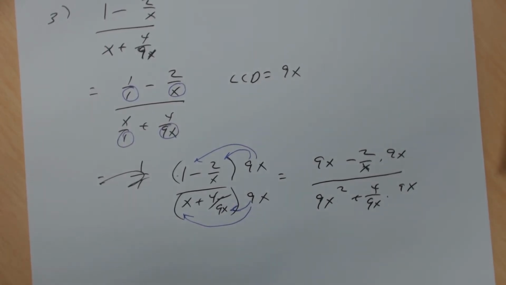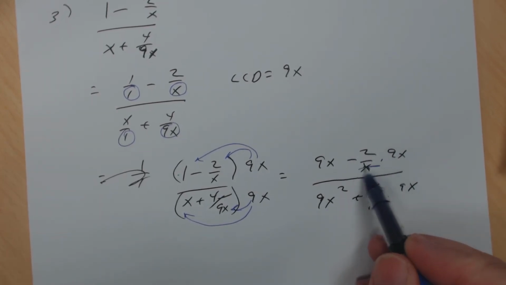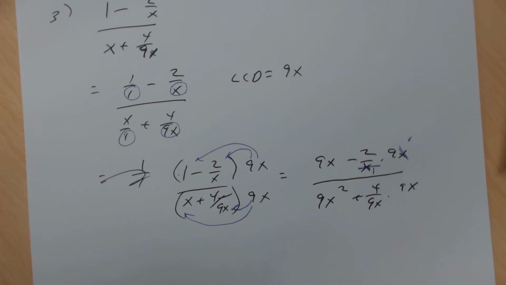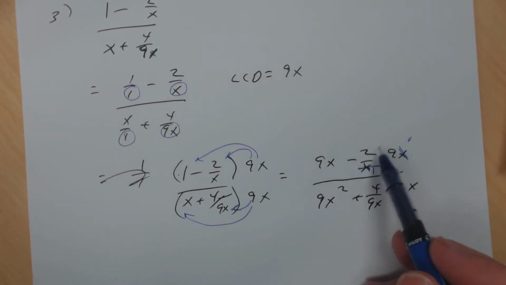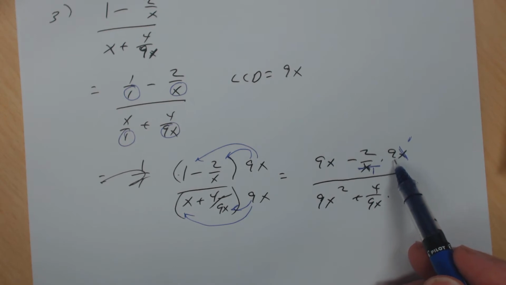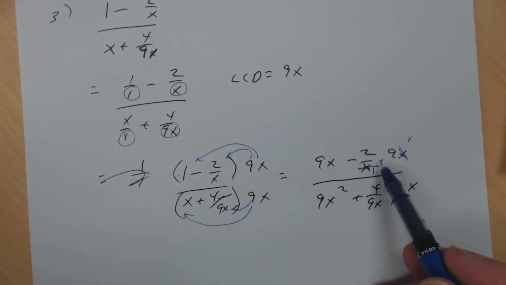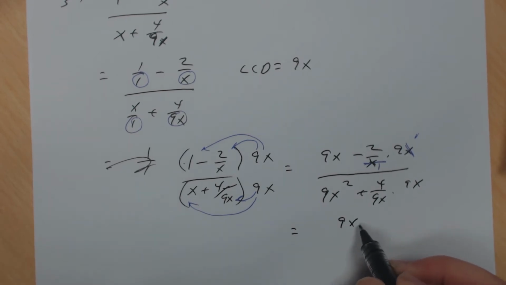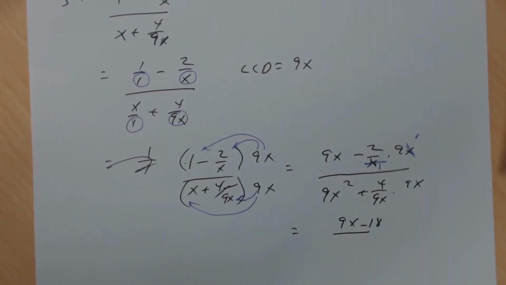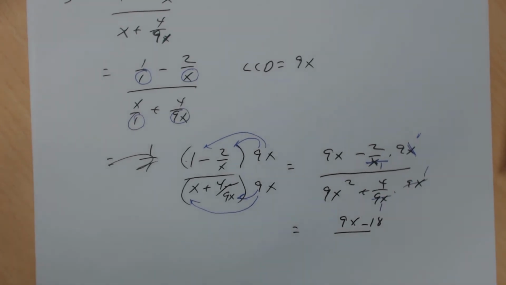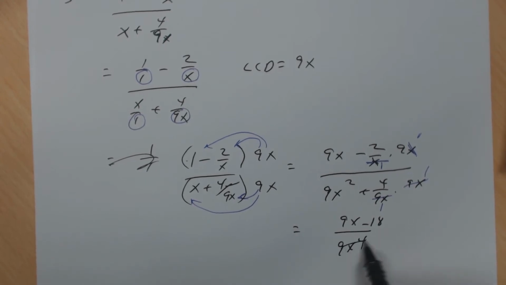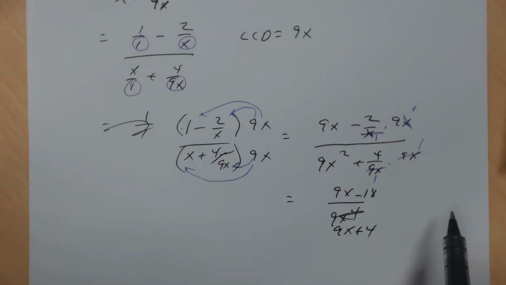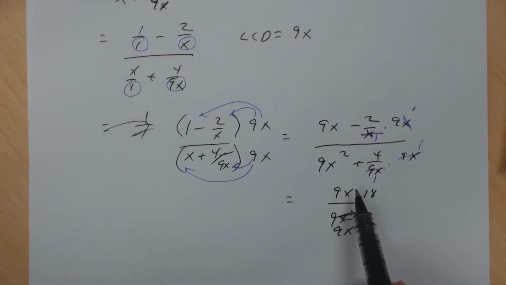If you can't figure out what 4 divided by 9x times 9x is, multiply it out for right now. Alright, now we're going to reduce. So this x right here reduces with this x. And so you get this part right here is 2 over 1 times 9, which is 18. So this is 9x minus 18. Now right here, these 9x's divide out, and you're left with just 9x plus 4.